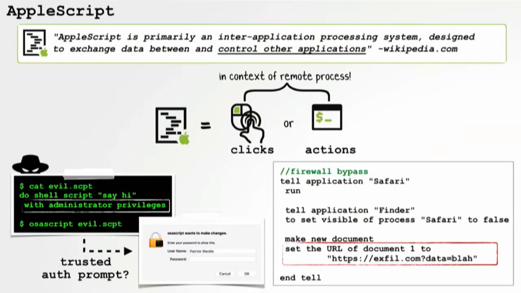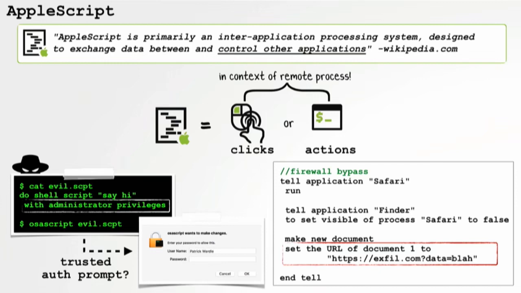So first up is AppleScript. You might be familiar with this. It's kind of a basic capability normally used for the automation of mundane tasks. But it's actually rather powerful because it can allow you to interact with other processes. For example, generating clicks or actions that then will actually appear to originate from the context of the target process.